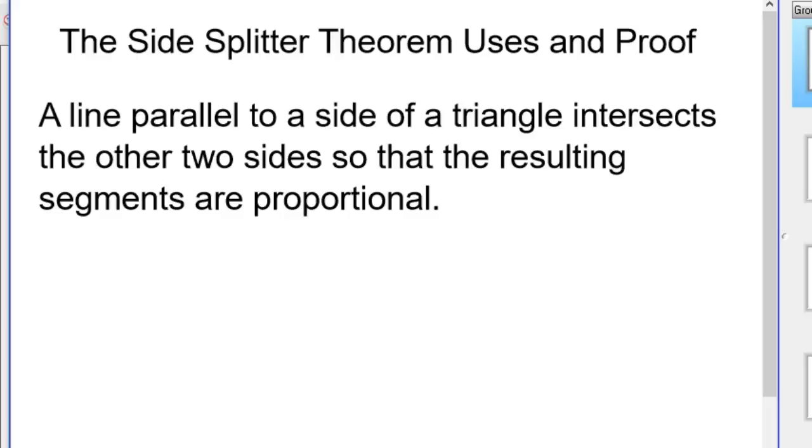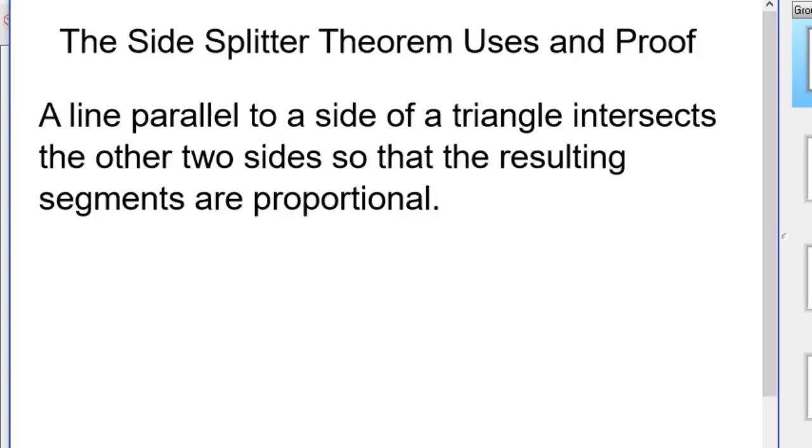Here we go, the side splitter theorem, some of its uses and proof. The proof will be at the end, so if you don't really care about the proof and all you want to do is know how to use this thing, then just watch the first about 4 examples, which will take me about 5-6 minutes to get through. The rest of the 6 minutes on the video, or 8, will be for the proof.